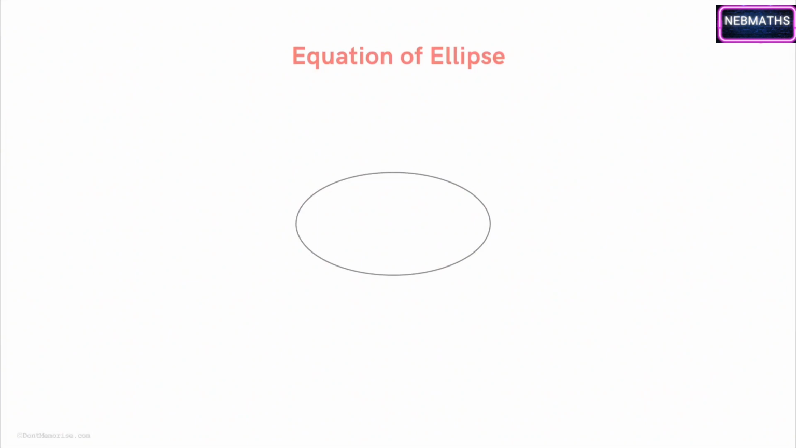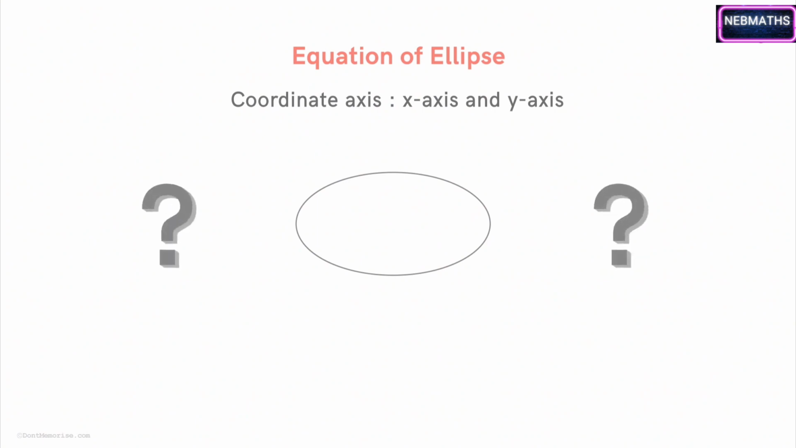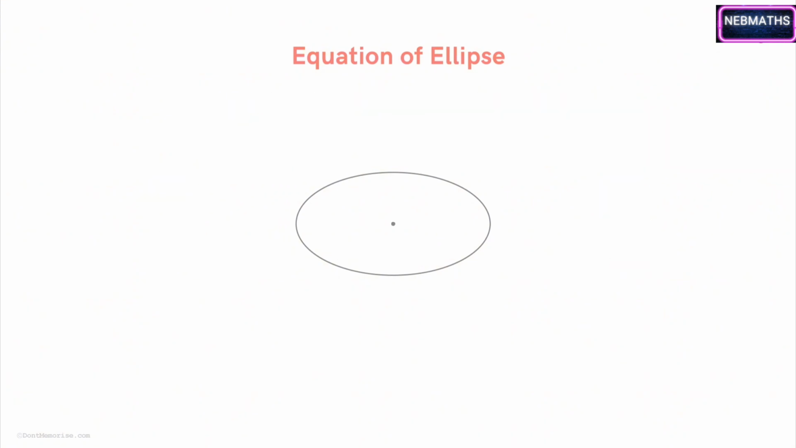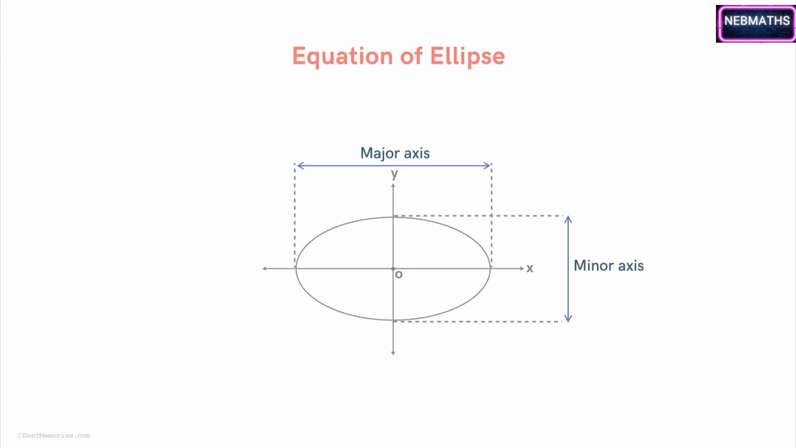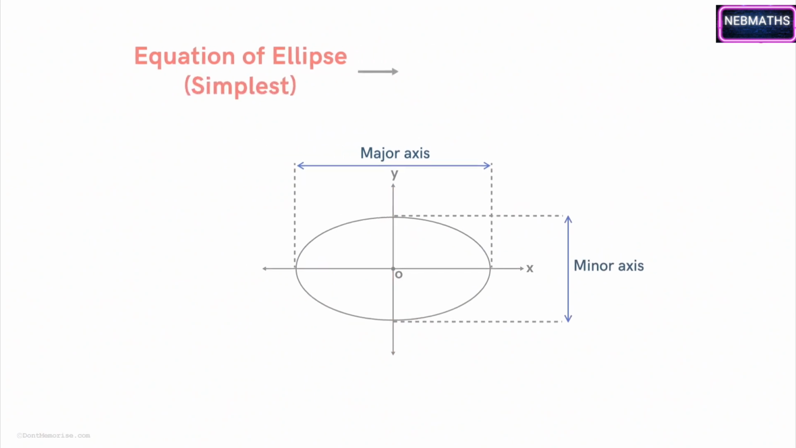We know that for this, we will first have to draw the coordinate axis, that is the x-axis and the y-axis. What will be the simplest way to draw the coordinate axis here? Right, we can take the center of the ellipse as the origin, the x-axis along the major axis, and the y-axis along the minor axis. Actually, it turns out that the equation of an ellipse is simplest when the center of the ellipse is at the origin and the foci are on the x-axis or the y-axis.